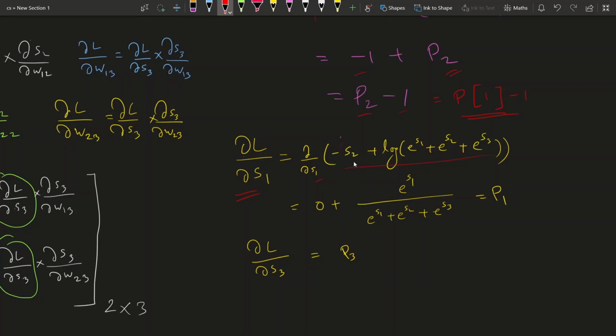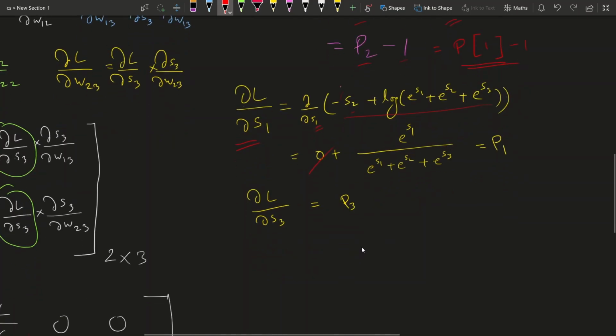And S2, with respect to S1, S2 is nothing but a constant. This will go to 0. And the rest will be nothing but P1. Similarly, del L by del S3 will be P3. Right. So your diagonal matrix will look something like this.